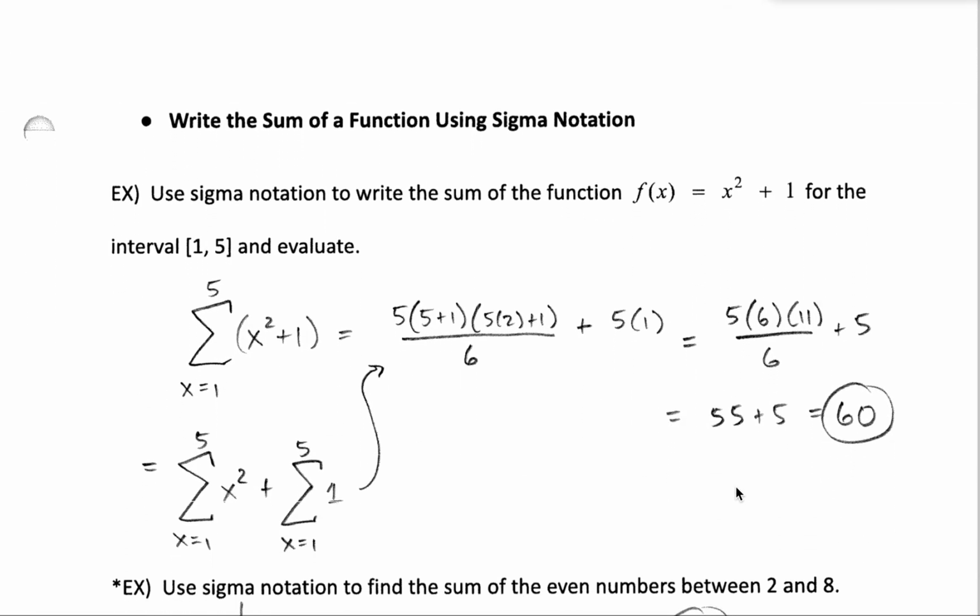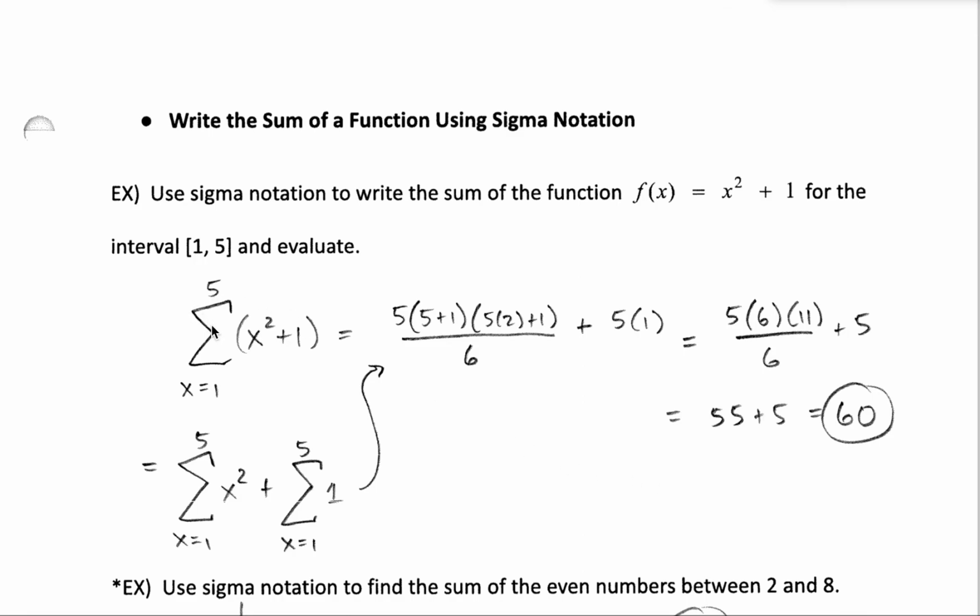All right, lastly, we're going to work backwards. Given a description of a sum that we want to find, we're going to write the sigma notation first, and then we're going to evaluate it. So write the sum of the function x squared plus 1, given an interval between 1 and 5.